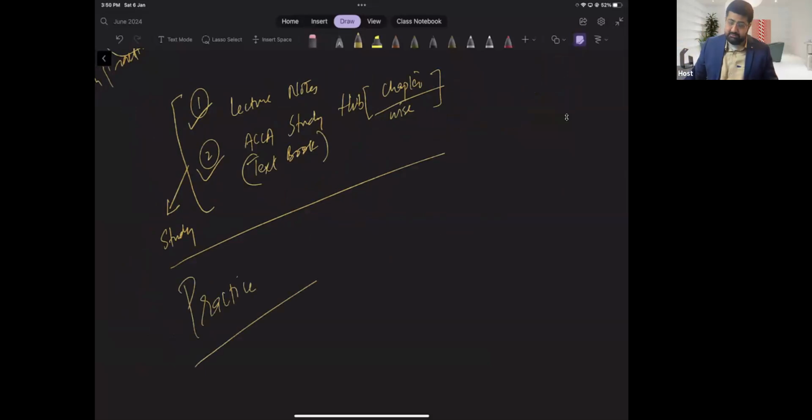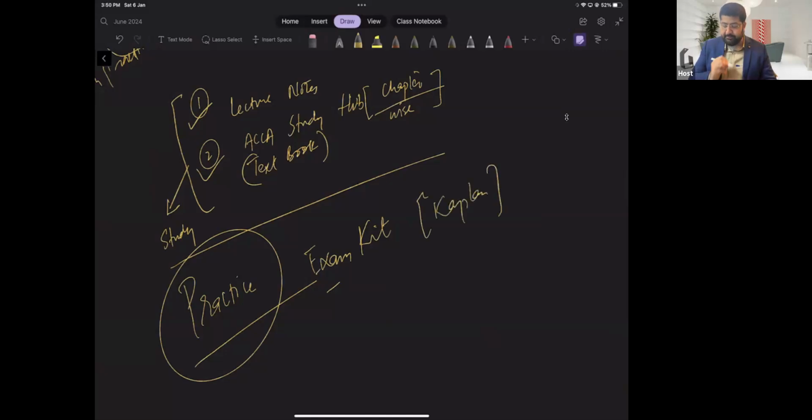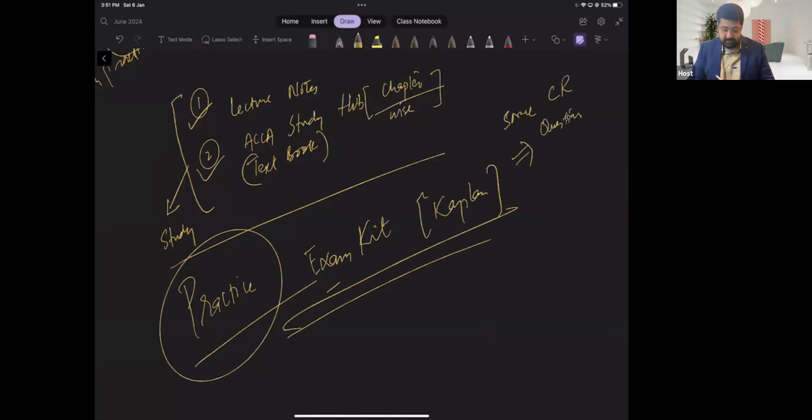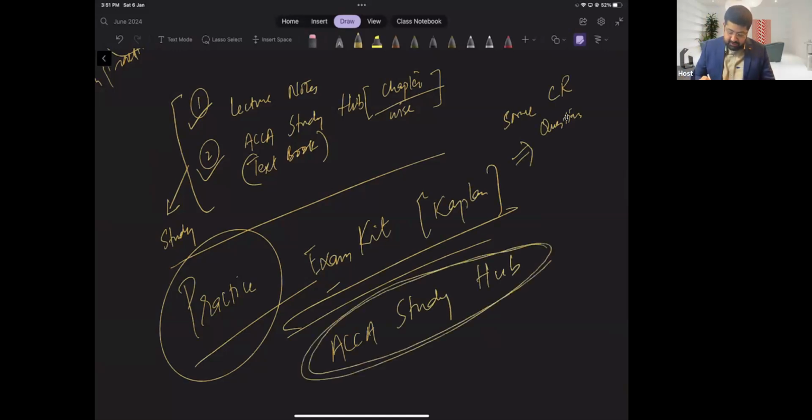What will be the resource? Students, I will be arranging an exam kit for you, most likely Kaplan. But I will use this for some constructive response questions. CR, I am using the abbreviation. My major focus will be ACCA Study Hub.